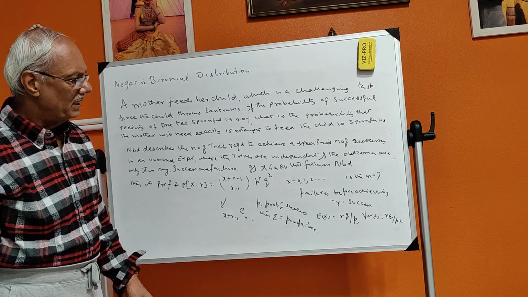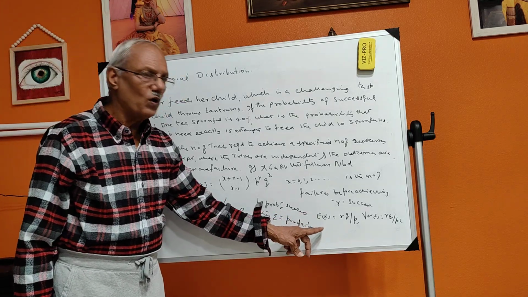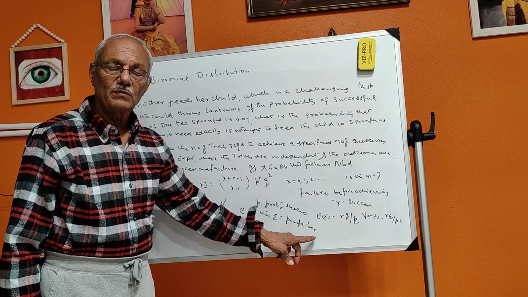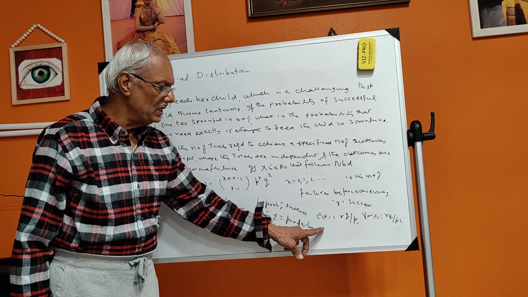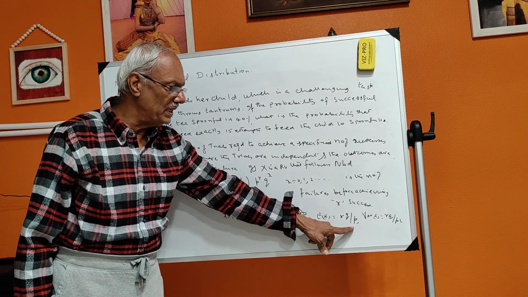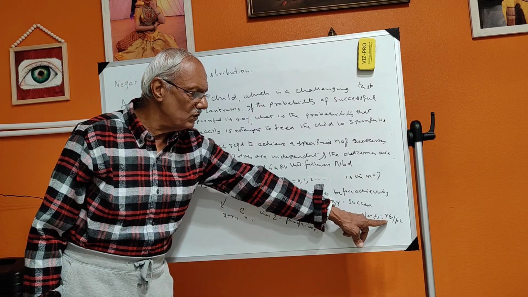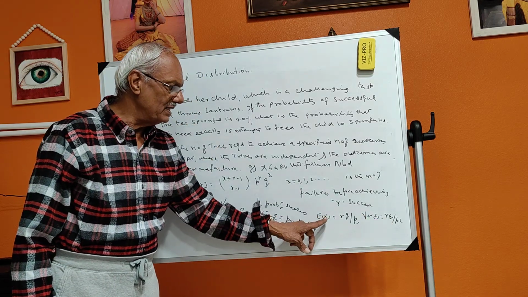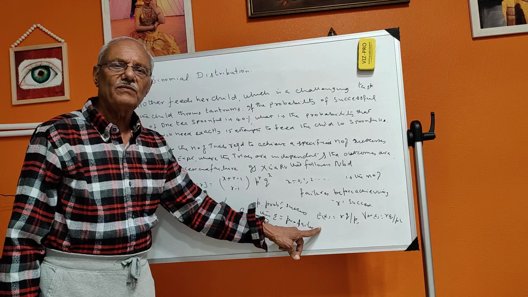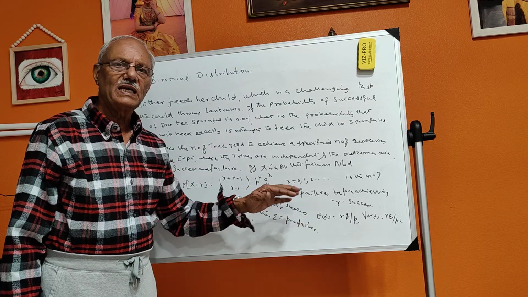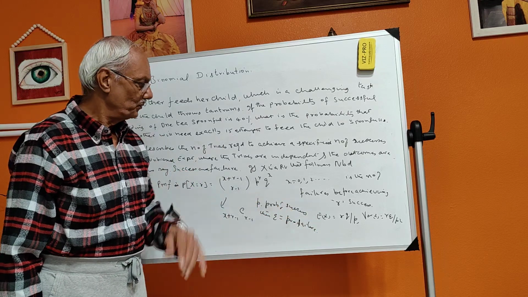The expectation of the negative binomial distribution is E of x equal to r q by p, and the variance of x is equal to r q by p square, where x is the random variable that follows the negative binomial distribution.